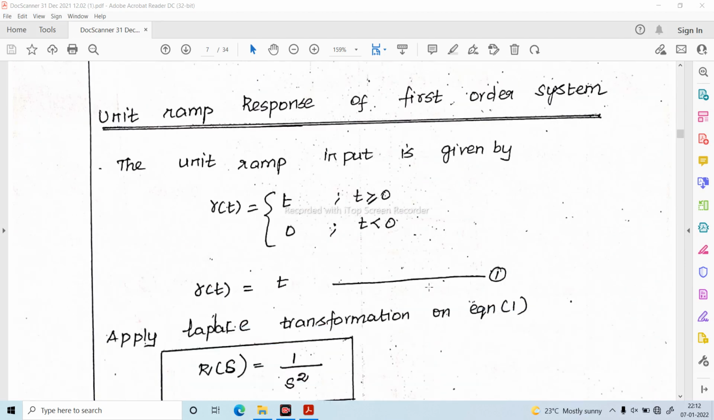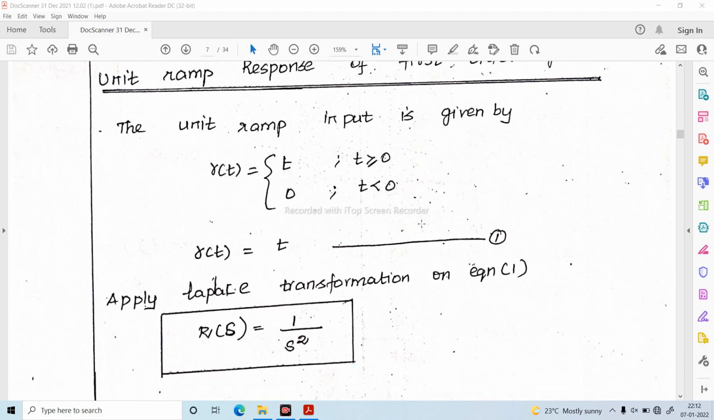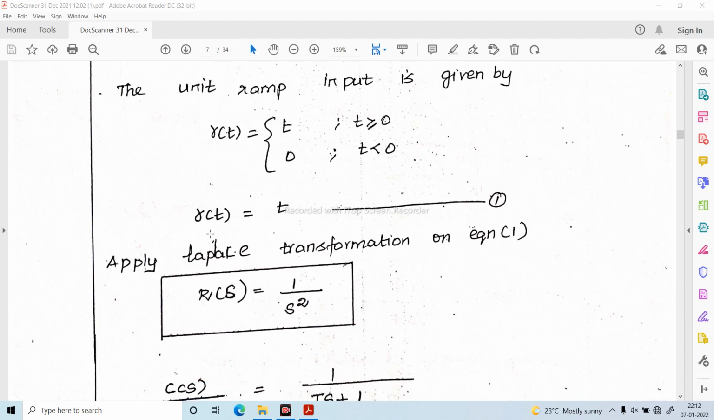And next we are going to see the unit ramp response of the first order system. First of all, what is the unit ramp input? R of t is equal to t when t is greater than or equal to 0, and 0 when t is less than 0. So R of t is equal to t. Apply Laplace transformation to the equation. Already I have explained: n factorial divided by s power n plus 1.